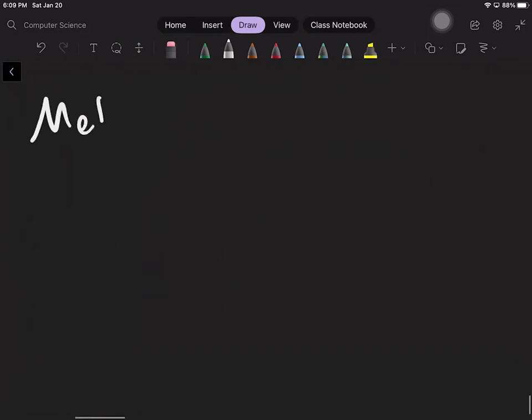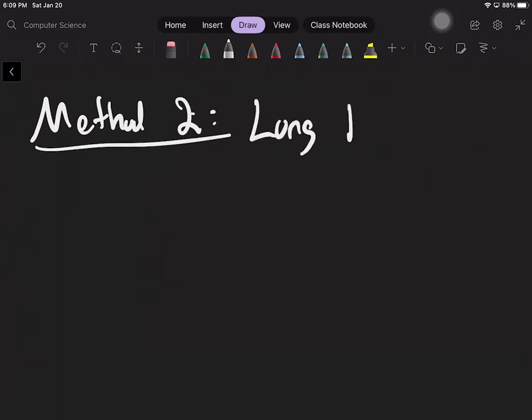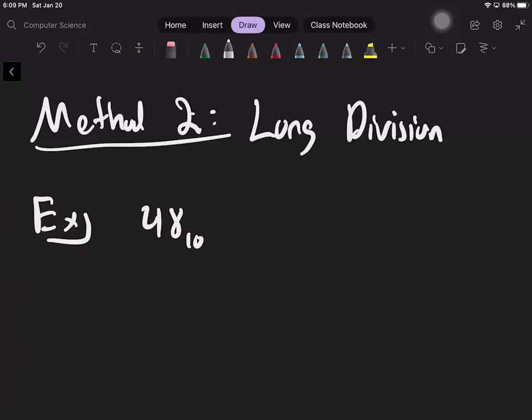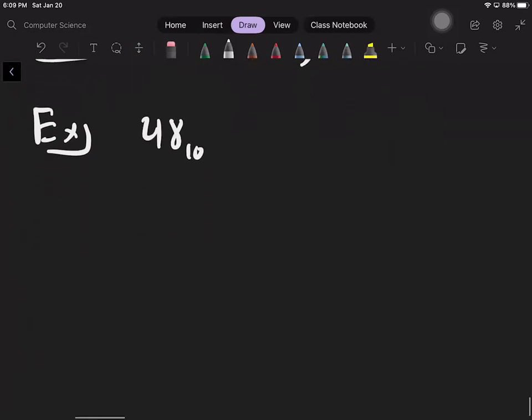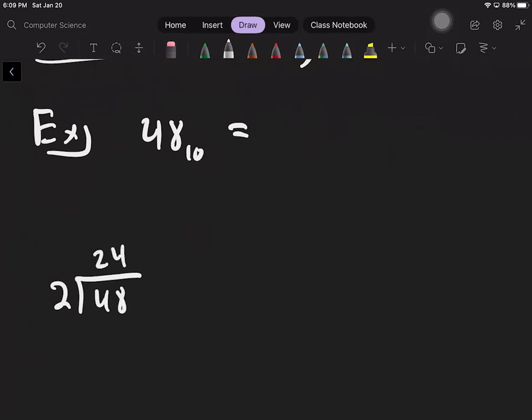Okay, method 2. You have to use long division, which it may have been a long time since you've done. For example, if you want to convert 48 in decimal, you just keep dividing by 2. We'll leave this blank for a second and do the scratch work down here. We're going to divide by 2, so it goes into it 24 times, and the remainder is 0. There's no remainder. We have to keep track of the remainders for this method.